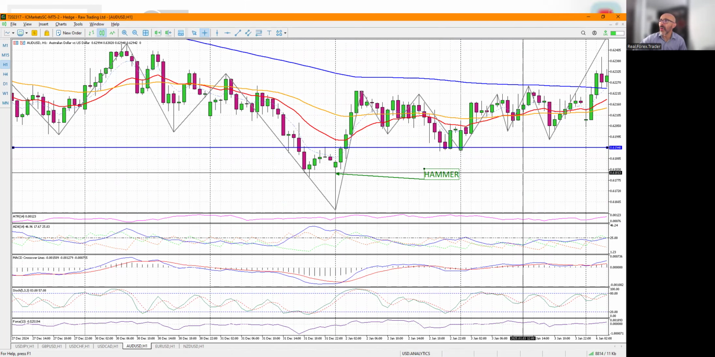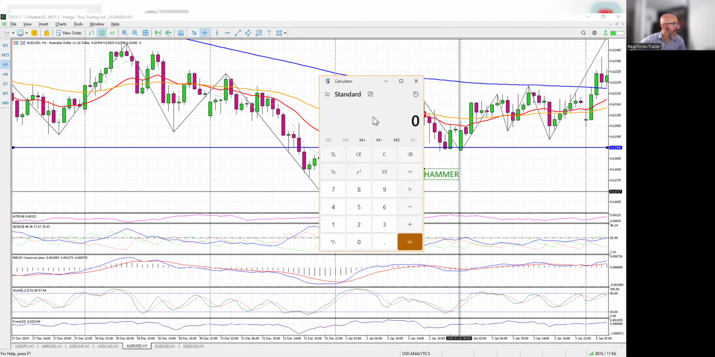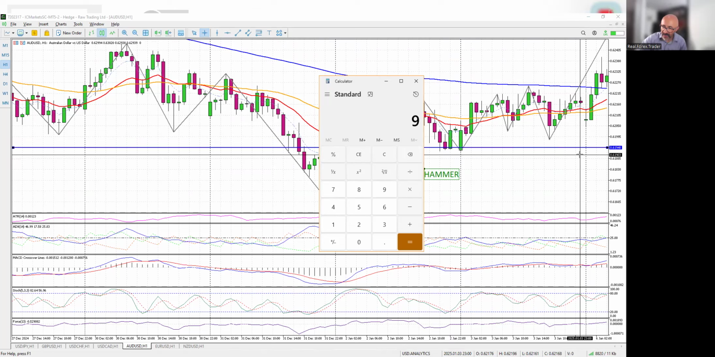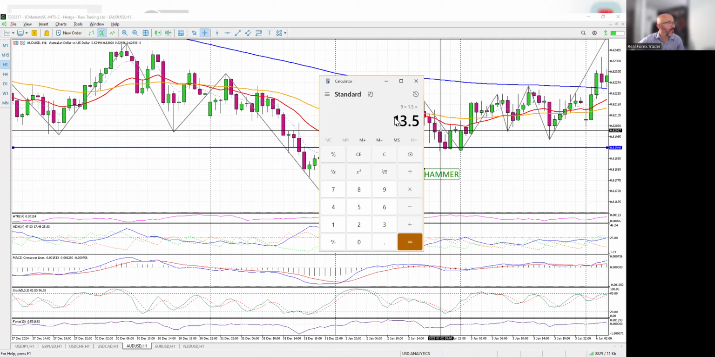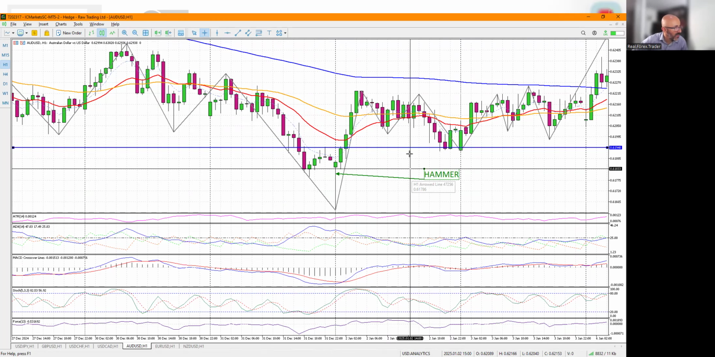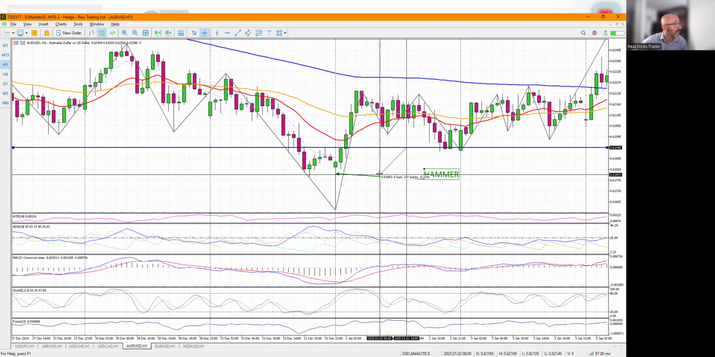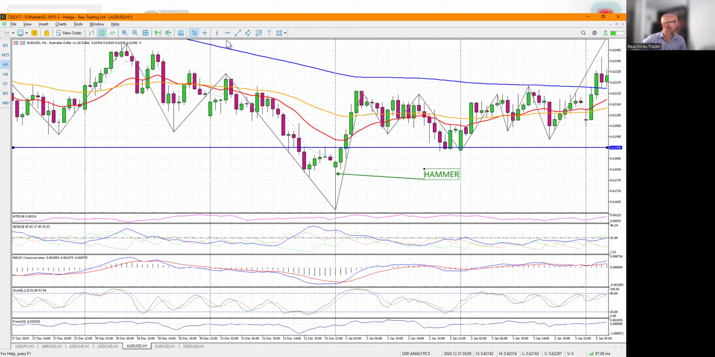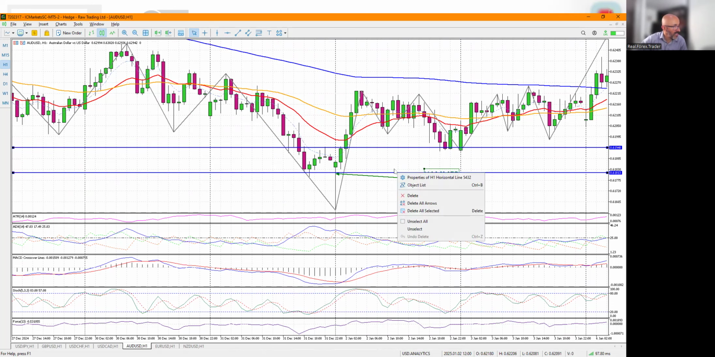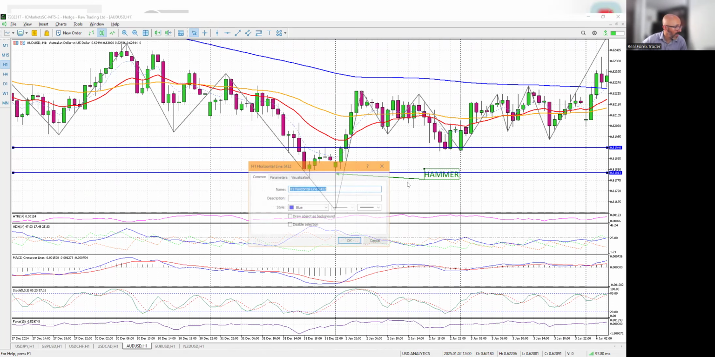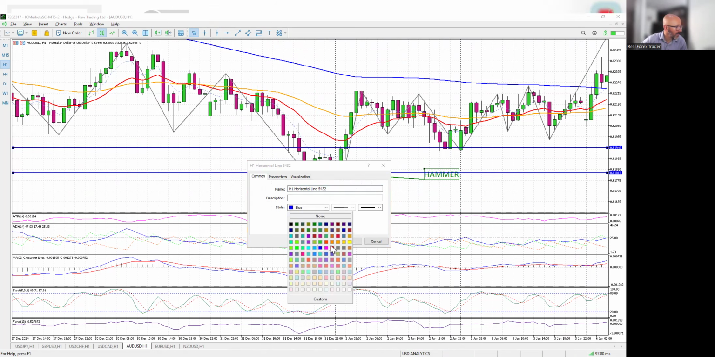So remember that I'm going to do my calculation: 9 pips times 1.5 from the ATR, and my stop loss will be 13.5 pips. So 13.5 is around this area here. That's where I'm going to set my stop loss, around this 15 pip area. This is my stop loss.